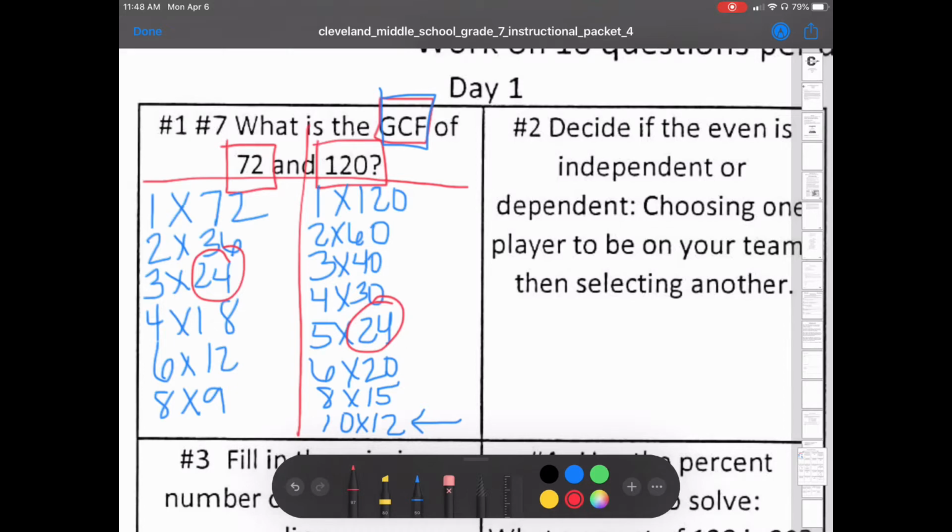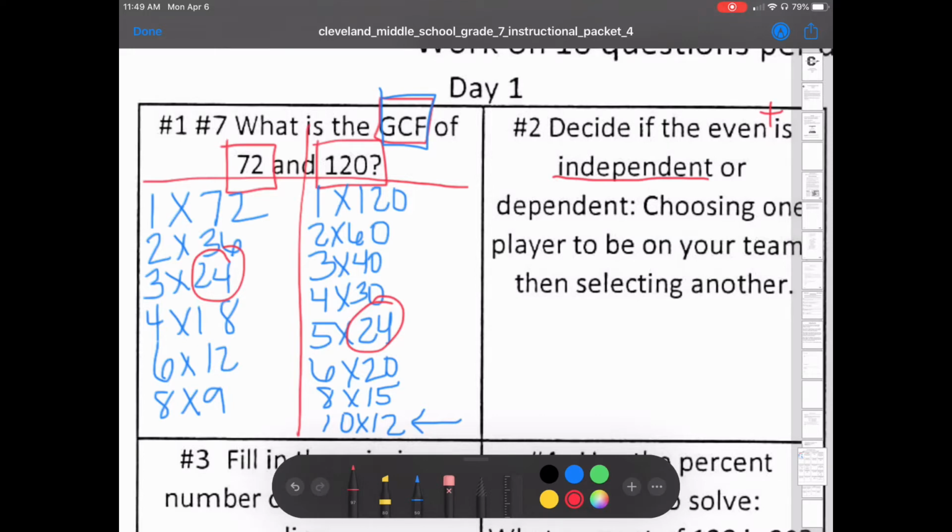All right, on to number 2. It asks us to decide if the event is independent or dependent. So let's talk about these two words for a second. If something is independent, that means that anything could happen. If I flip a coin and it lands on tails, if I flip it again, it could still land on tails again, or it could land on heads. It doesn't really matter what happened the first time. Anything can still happen the second time. So we call that independent.